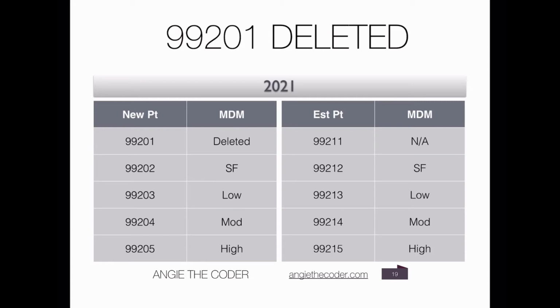So if you look at this, you'll see how neatly it lines up, whether you're a new patient or established patient. A 2 is going to be straightforward, a 3 is going to be low, a 4 is going to be moderate, and a 5 is going to be high. It's going to be so neat and clean. That's all you have to remember, whether it's a new patient or an established patient: if it's a 2, it's straightforward. If it's a 3, it's a low. If it's a 4, it's moderate. If it's a 5, it's high. Super easy to remember, right? So that's one of the great things about them deleting code 99201. It just makes things look so much neater and so much easier, and there's less redundancy in there.